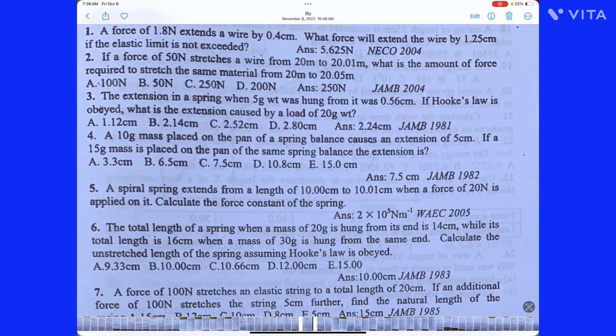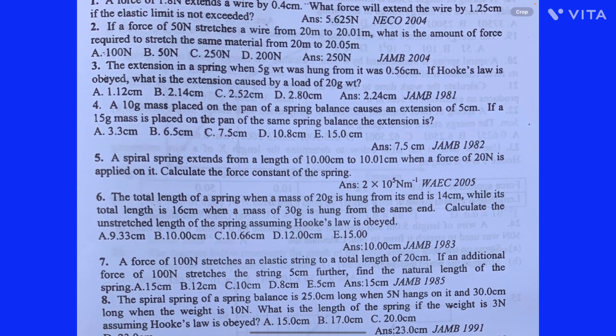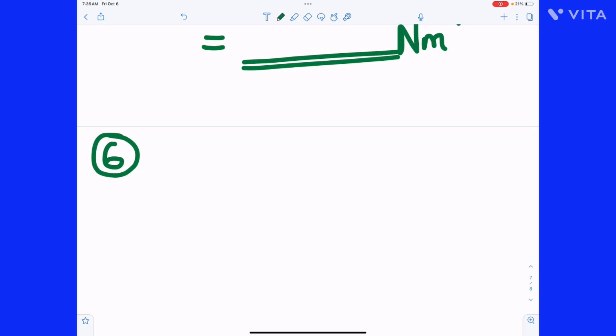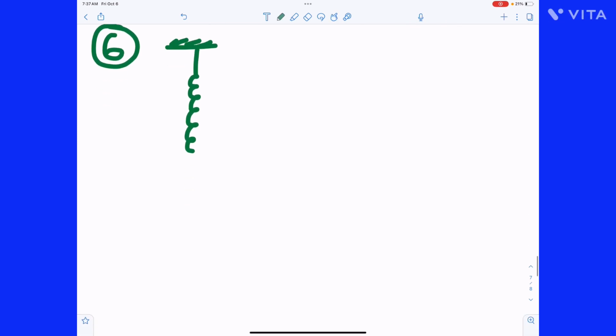Question 6 says the total length of a spring when a mass of 20 grams is hung from its end is 14 centimeters. So you have to be careful here. Let's say this is the spring. When a mass of 20 grams is hung from it, it will expand. Are you getting what I'm drawing? It will increase in length. So let's say this is its original length, L1.